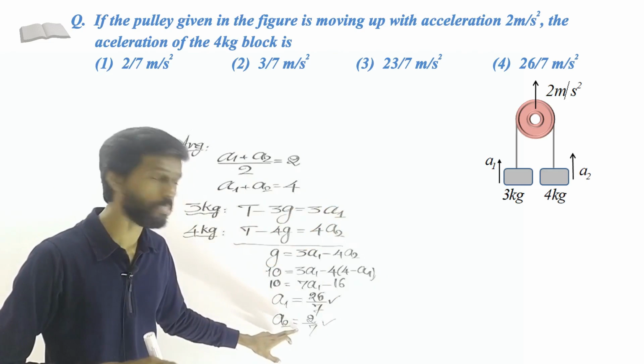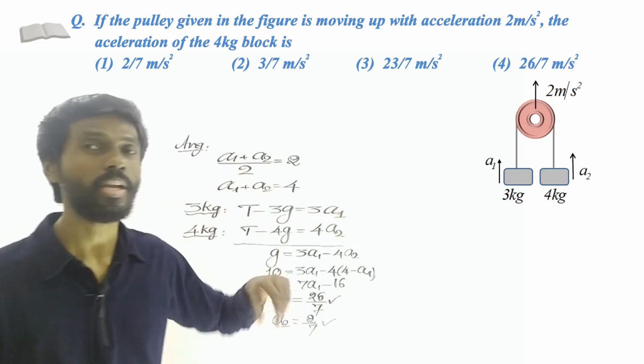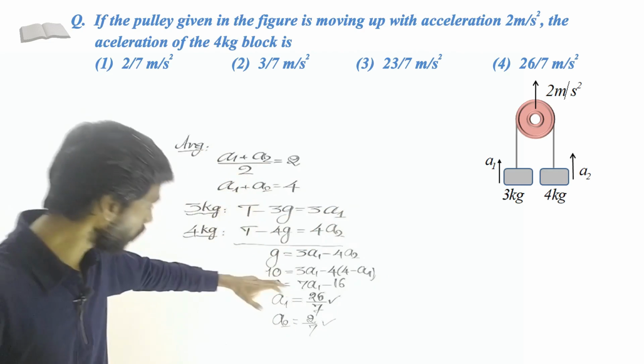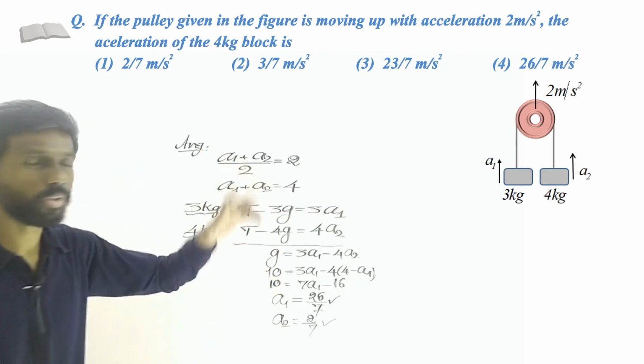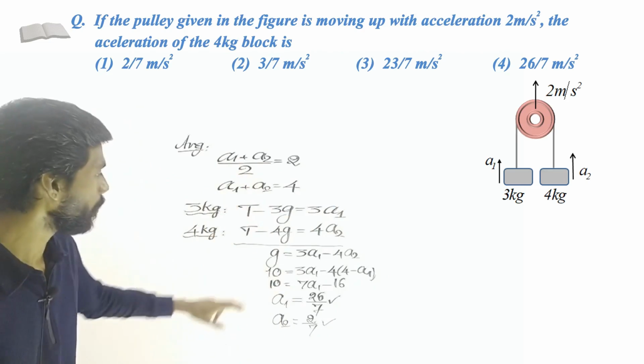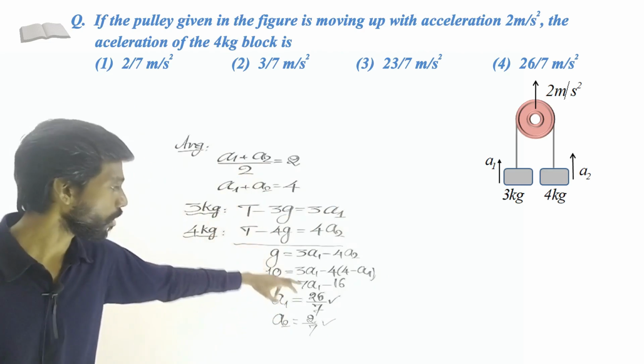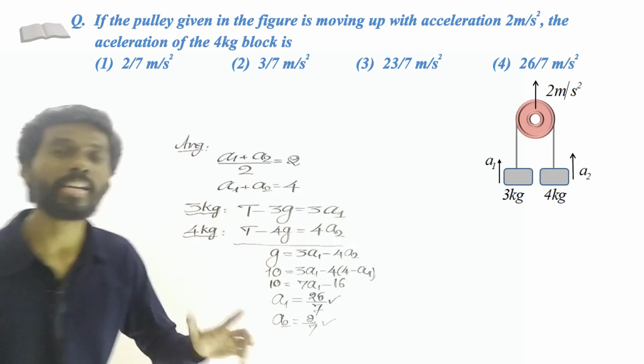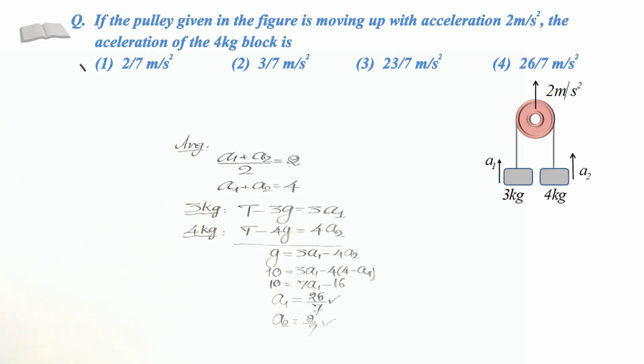Suppose you're getting one of them negative, that means it moves in the opposite direction. We had assumed that both these objects were moving in the upward direction, and we got the accelerations positive, which means they both are moving in the upward direction only. So A1 is 26/7 for the block of mass 3 kg, and A2 is 2/7, the acceleration of the other block.